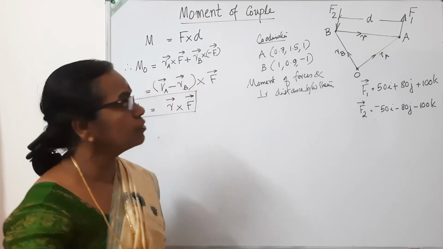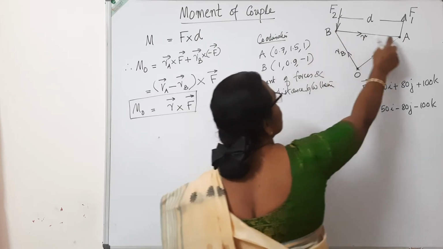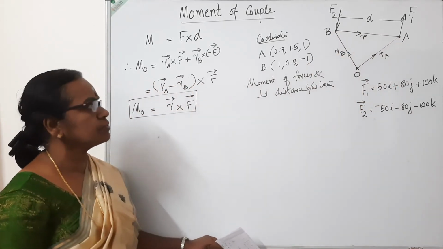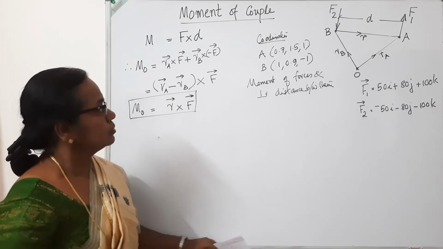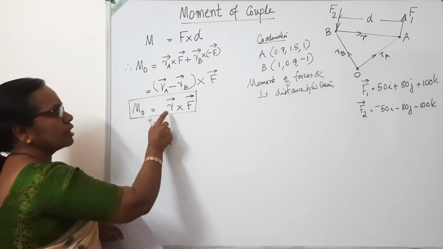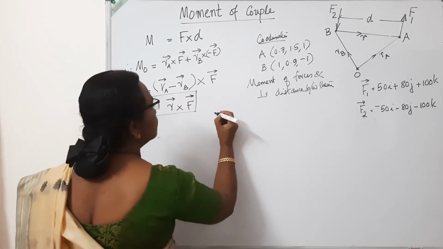So the question: we are given only two forces, F1 and F2. The coordinates of these two points are given. You are asked to find out the moment of forces and the distance between them. So from the theory, we have moment of forces equal to R cross F. So let us find out what is R.